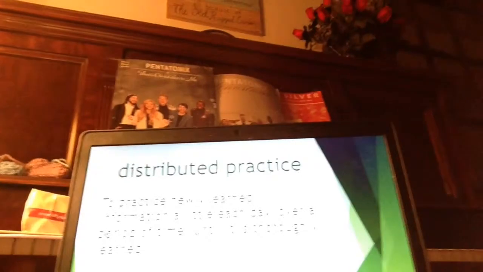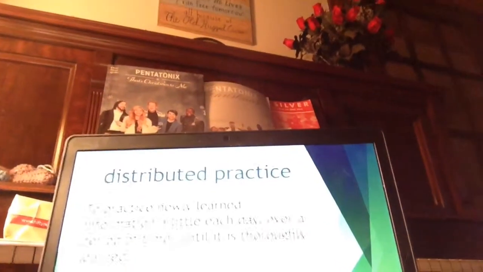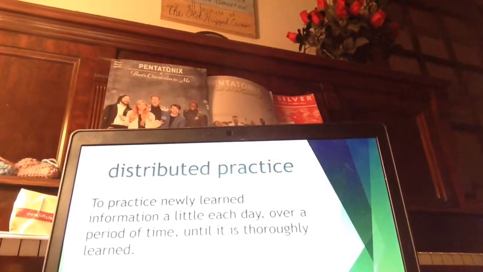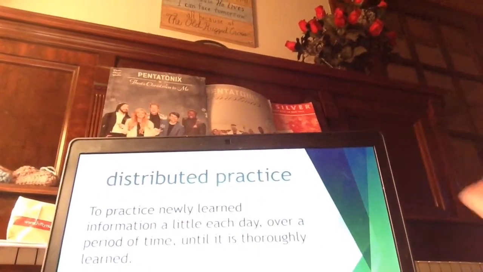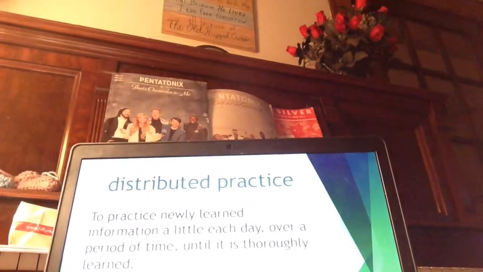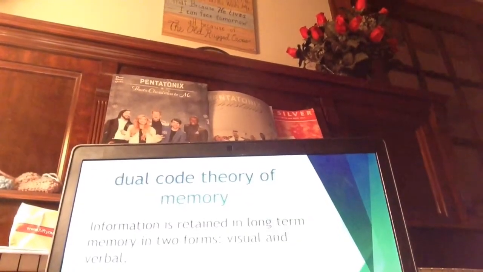Distributed practice is to practice newly learned information a little each day over a period of time until it is thoroughly learned. And this one, I'm going to go back to math. It just reminds me of the distributive property, so how you kind of share it over time. You're going a little here and there, and over time you're sharing it.